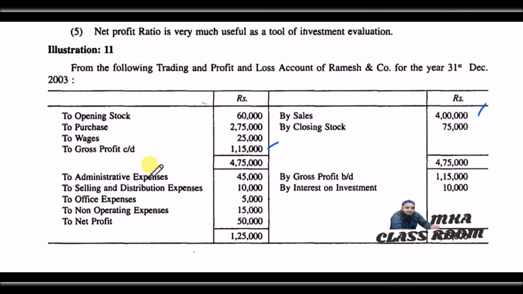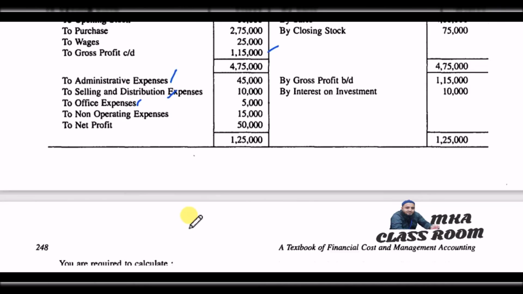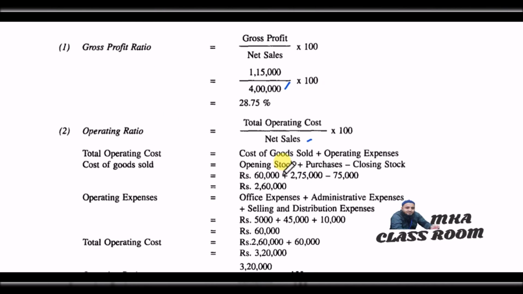Then you have to find out the total operating cost: administrative expenses, selling expenses, office expenses. These are the total operating cost. Here you will see cost of goods sold plus operating expenses. But here the cost of goods sold is not given. So first you have to find out the cost of goods sold: opening stock plus purchase minus closing stock. Then you find the cost of goods sold.